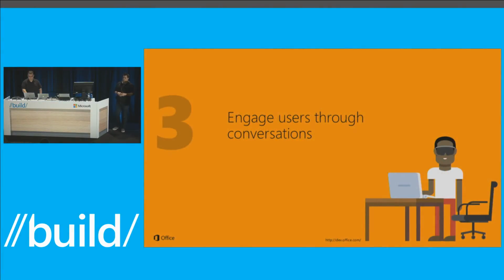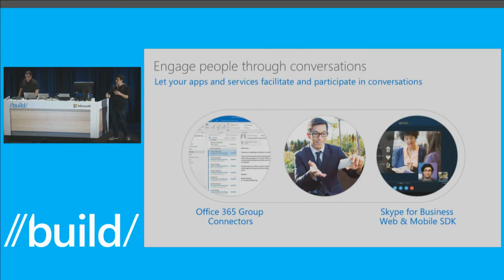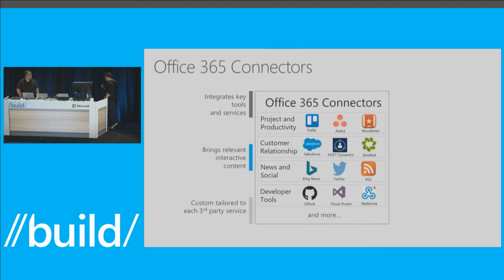So the last pillar to wrap up this session is really about engaging users through conversations. And the 2 real buckets we have here are the Office 365 group connector and the Skype for Business web and mobile SDKs. And so from a connector perspective, we're really focused on this notion of being inside an Office 365 group, and what we mean by a group really is a group site. We're not talking about just Azure Active Directory security. We're talking about this notion of a group getting a bunch of things.